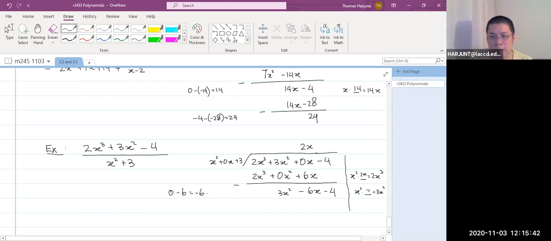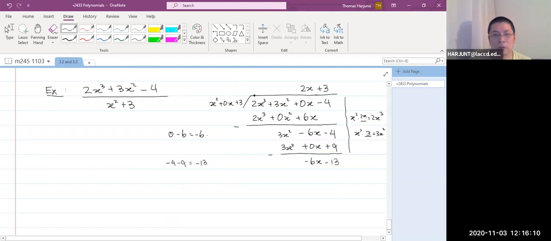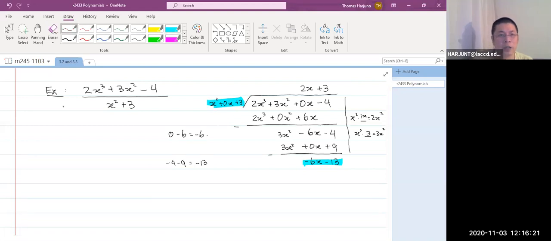Times 3. So I plus 3 here. This will be 3x squared plus 0x plus 9. When I subtract, I get negative 6x minus 0x, which is still negative 6x. Negative 4 minus 9 is negative 13. Now, I will stop here because the degree I have left is already less than that. Once the degree here is less than that, then I know I can stop.